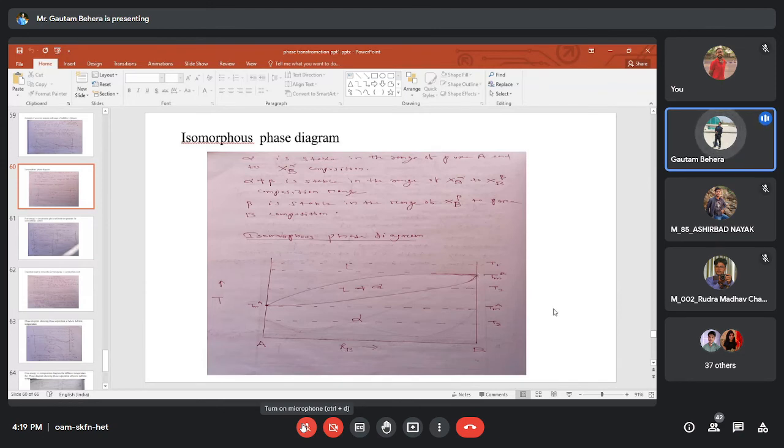Okay, so how do we draw it? If you want to draw a free energy versus composition curve, you start from the pure B end. So which one will be lower and which one will be higher?